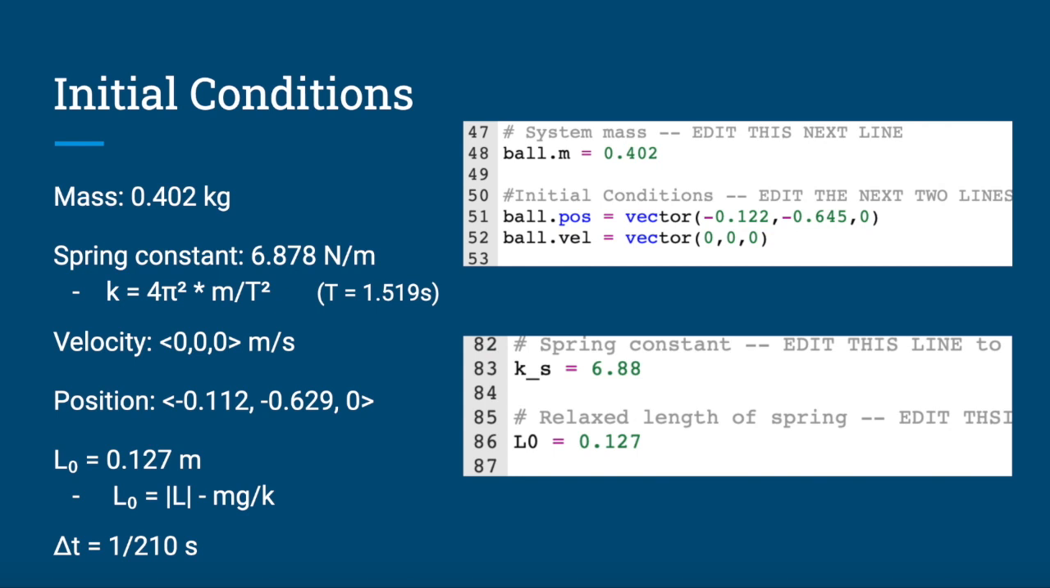And my initial position was negative 0.112 in the x and negative 0.629 in the y, and then 0 in the z direction. And then I got a relaxed length of the spring of 0.127 meters, and I used this formula that was given to us in the lab video. And then our delta t was 1 over 210 seconds. And on the right, you can see where I plugged all the information into my GlowScript code.